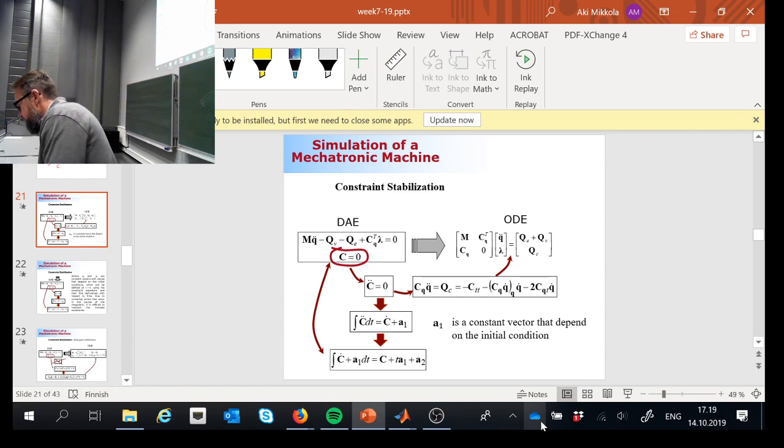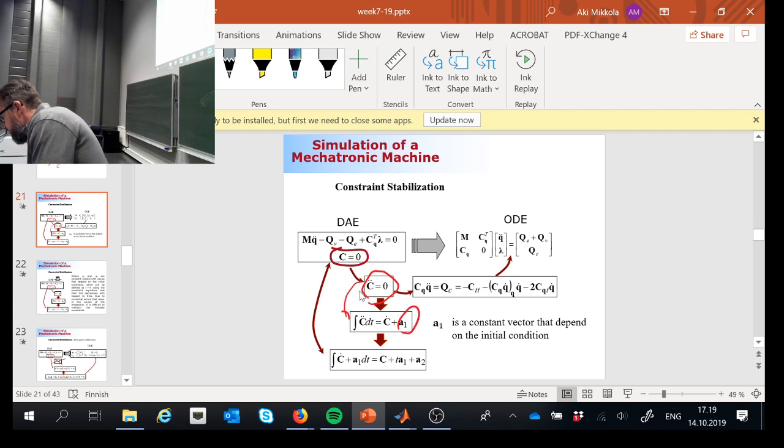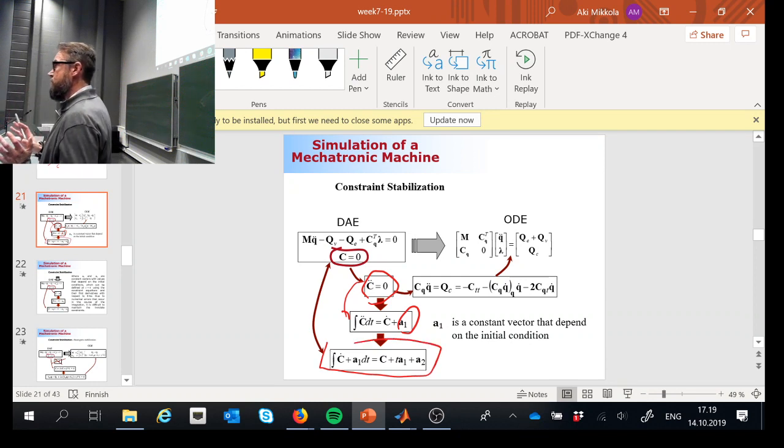Because if you look at this equation here, where constraints are expressed at the acceleration level, when you come down to the velocity level, there is this constant vector that depends on the initial configuration, the initial condition. You can kind of guess that, but when you go one step further down to the position level, then you will have two constant vectors. And now it becomes difficult to define them. And this is exactly what we are missing.